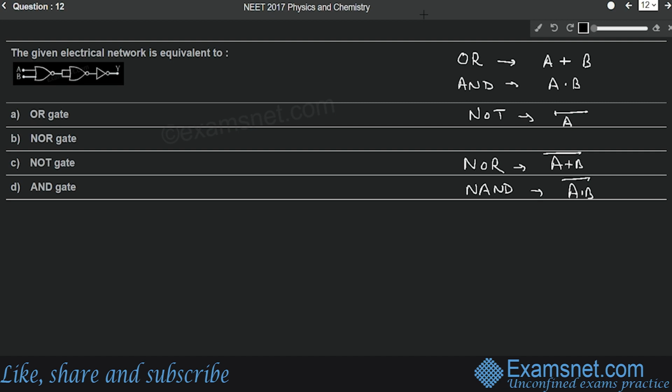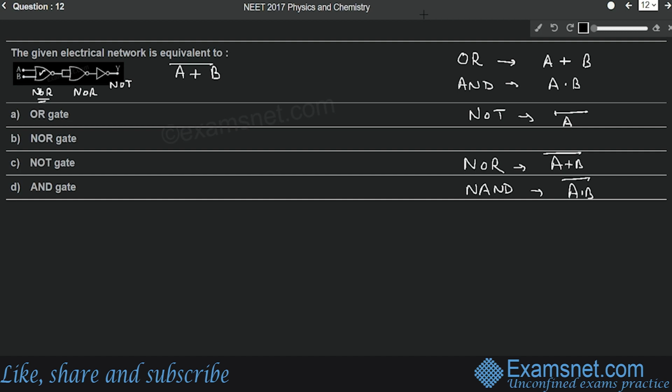Now let's start solving this question. Here we have three gates. This is gate 1, that is a NOR gate. This is OR plus NOT, the small bubble is NOT. So this is a NOR gate. The second one is also a NOR gate. And the last one is a NOT gate. Inputs are A and B, and first it is passing through the NOR gate, so it will be A plus B bar. This is the first output.